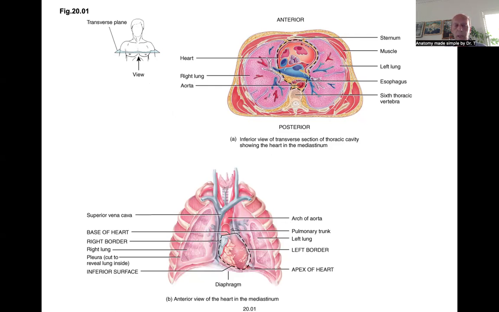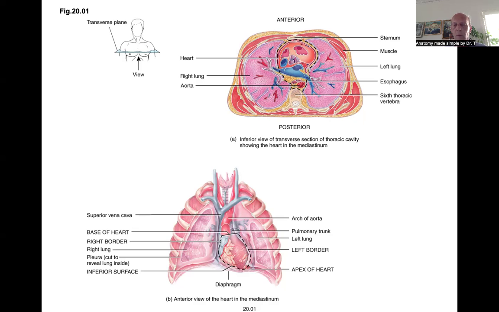Where is the heart located? On the upper part of the screen, we can see a transverse plane section through the upper part of the chest, the thorax, and we're seeing the heart practically in a central position between the right and left-sided lung. That central space between the left and right lung is known as the mediastinum. And of course, it's not populated exclusively by the heart and its pericardial sac.